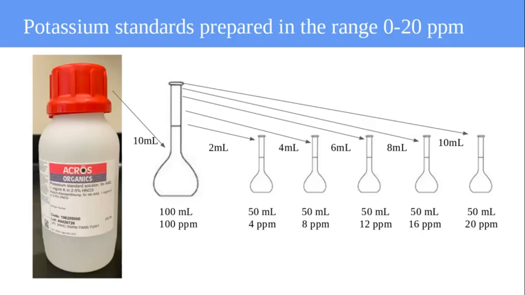6 standards of potassium nitrate were prepared in a range of 0 to 20 parts per million by diluting 1,000 parts per million potassium standard in a solvent composed of 3 to 4% nitric acid and containing 1,000 parts per million of cesium chloride.